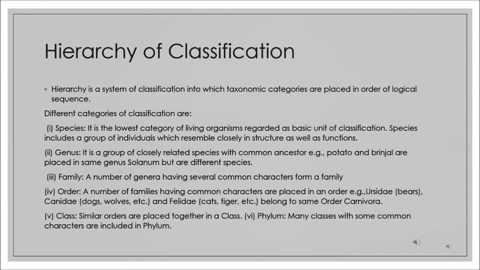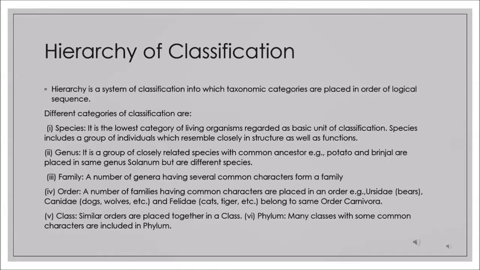We will take human beings. We are all more or less similar. We have two hands, we have two legs, we have two eyes. Structure wise, we are similar, and the function inside is also similar. So what happens? We are all put under one species. A group of individuals having the same structure and same function is known as species.